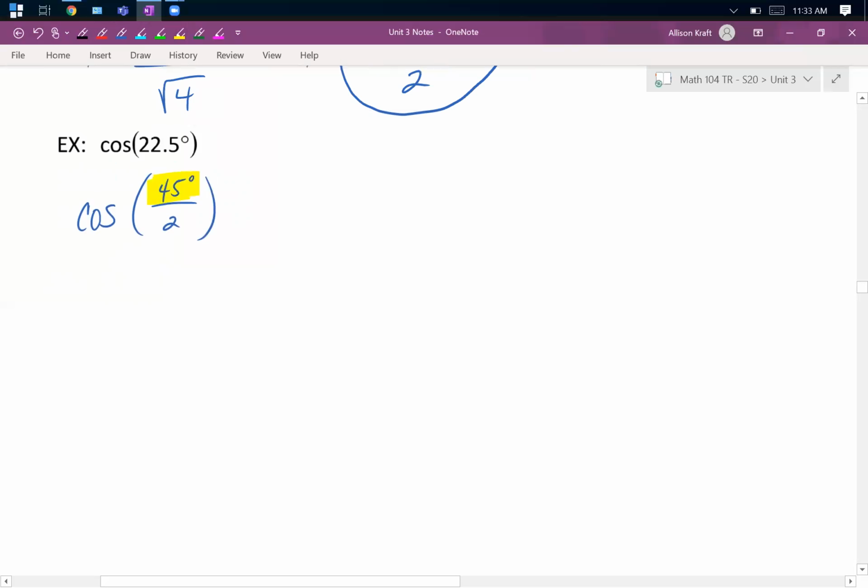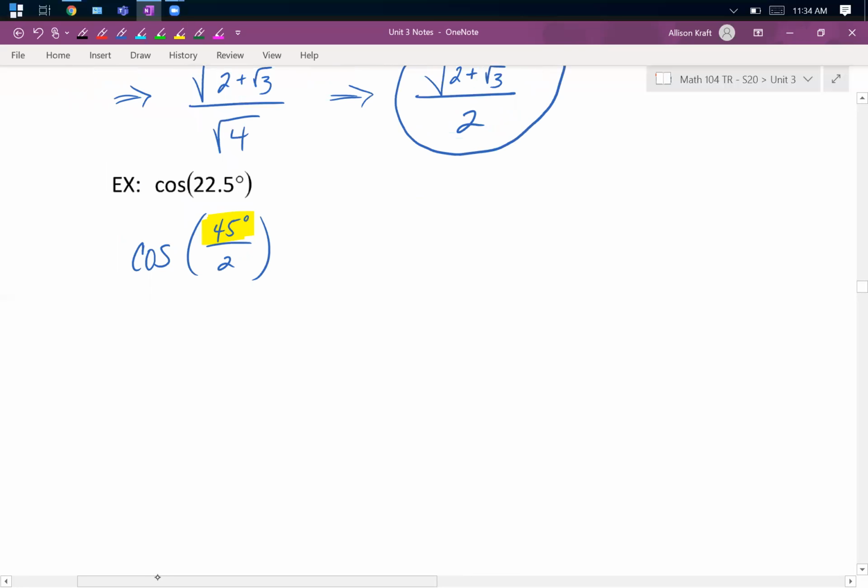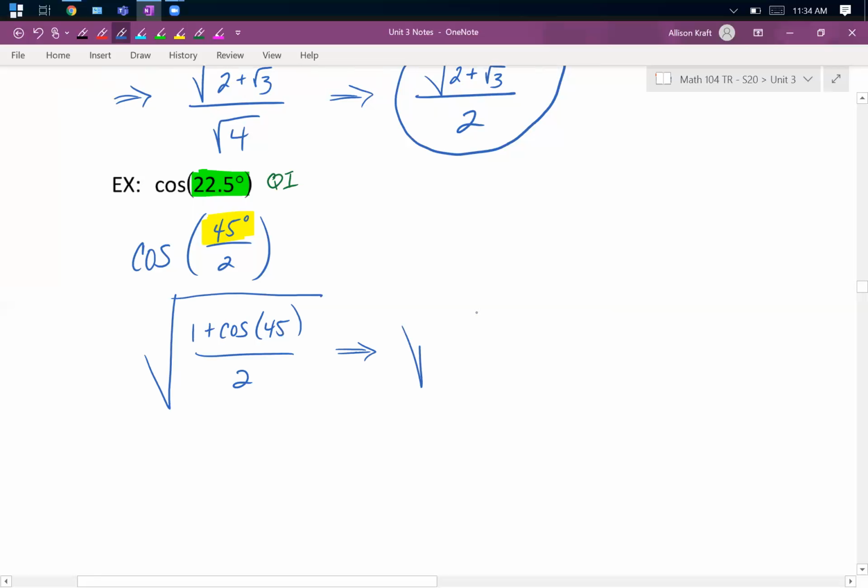We want to decide whether we want the plus or the minus from the formula at 22.5 degrees. Is cosine positive or negative? Positive, because we're in quadrant 1. So we know that we'll be using the plus from the formula. This becomes the square root of 1 plus cosine of 45 degrees, all divided by 2. Cosine of 45 is a value we know from the unit circle. It becomes the square root of 1 plus the square root of 2 over 2, all over 2.